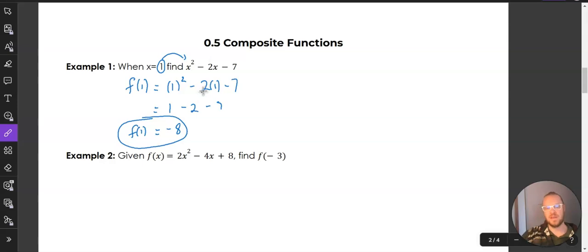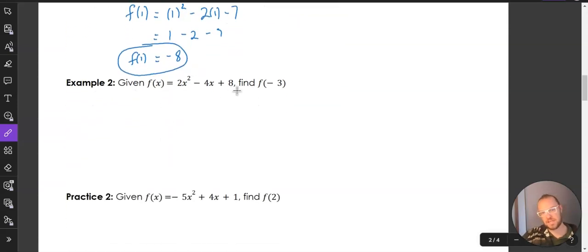Okay? Now, if we look at this next one, it's doing the same thing, but starting with that function notation instead of you having to do it on your own. It's just telling you, hey, this means x is negative 3. Okay? So we can go ahead and write that out again.